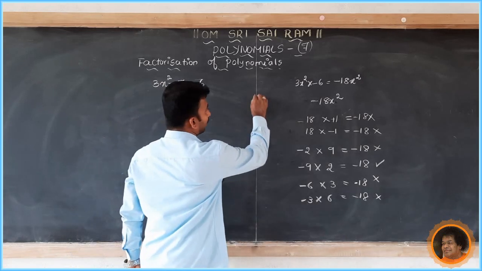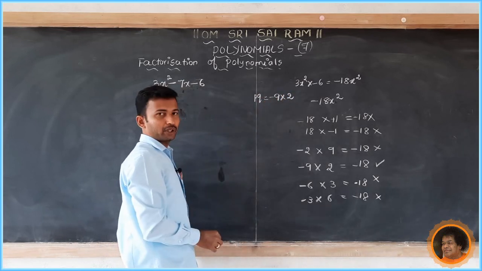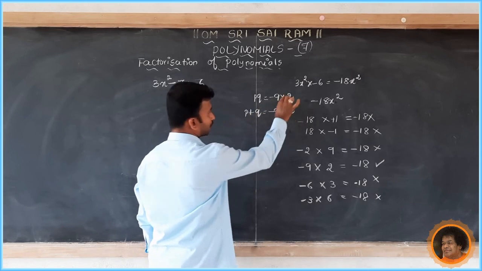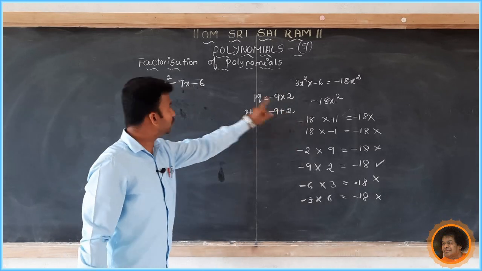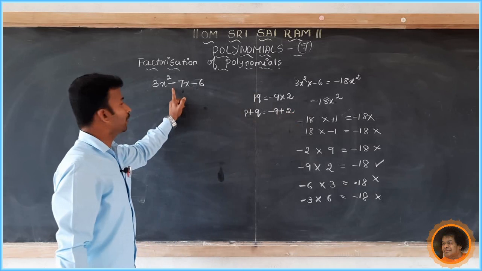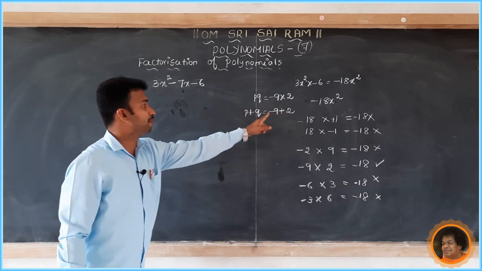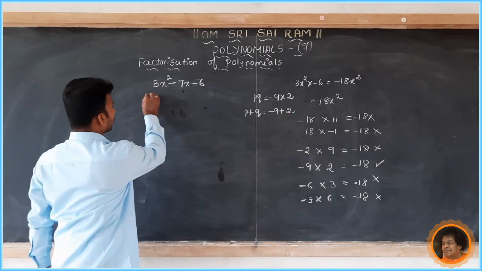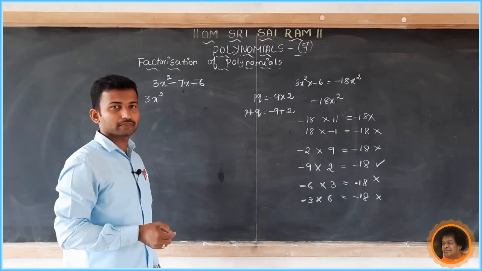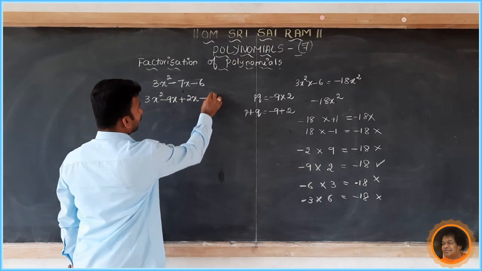Let us consider pq equal to minus 9 into 2. What about p plus q? Minus 9 plus 2 is equal to minus 7, or minus 9x plus 2x is equal to minus 7x. Now we split minus 7x as minus 9x plus 2x. 3x square, the first term, write as it is, 3x square minus 9x plus 2x minus 6.